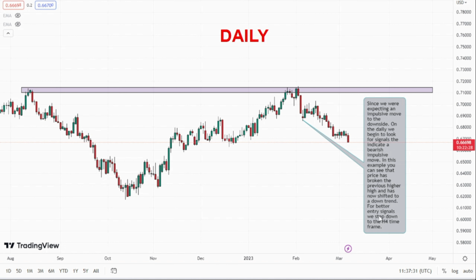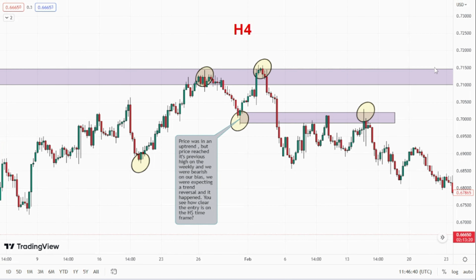For better entry signals, we step down to the H4 time frame. So from the monthly to the weekly to the daily, our momentum is down. Now we step down to the lower time frame, the H4 time frame, where we can look for selling opportunities. So here's the H4 time frame. You see how refined the levels are, and you see how we broke our previous lower high here. This is our previous lower high here.